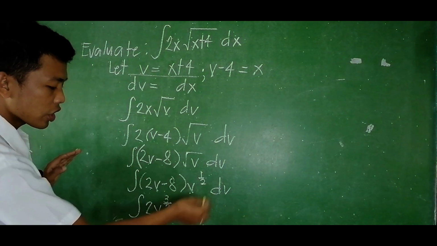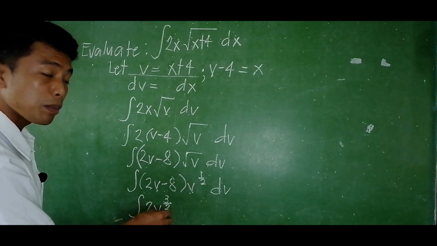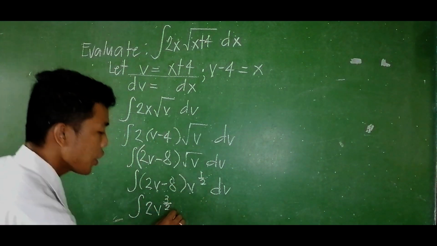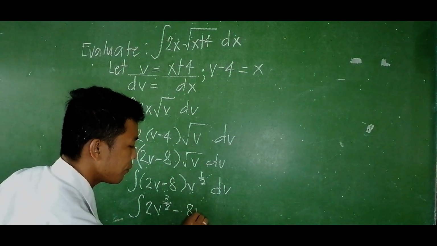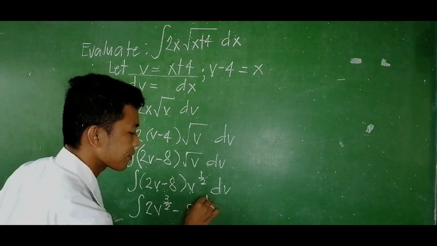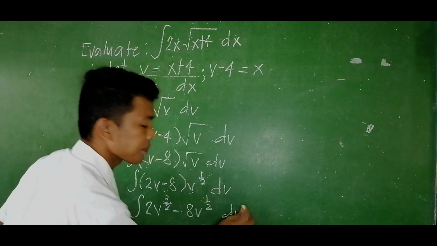So, we continue. We have negative 8, and then we multiply that to v raised to 1/2. This will give us negative 8v raised to 1/2. And then we copy dv.